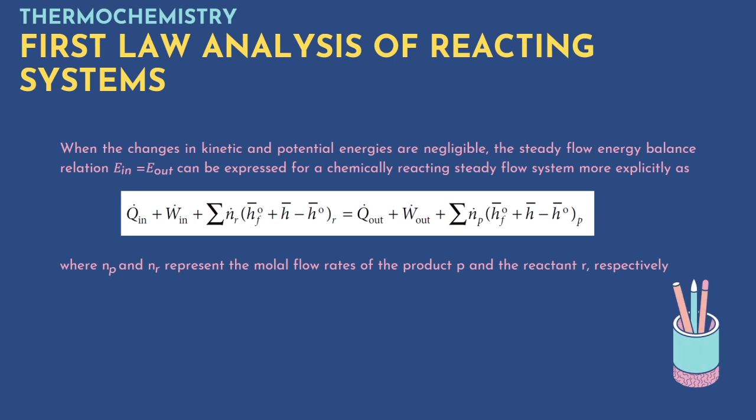When the changes in kinetic and potential energies are negligible, the steady flow energy balance relation E in is equal to E out can be expressed for a chemically reacting steady flow system more explicitly as the formula shown, where NP and NR represent the molar flow rates of the product P and the reactant R respectively.